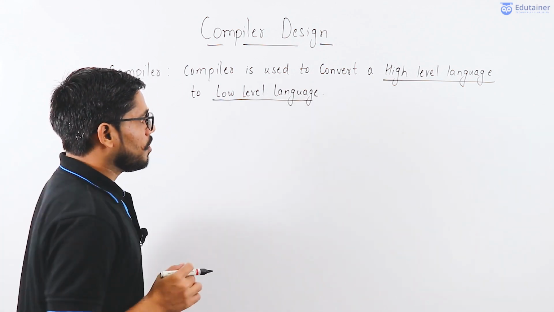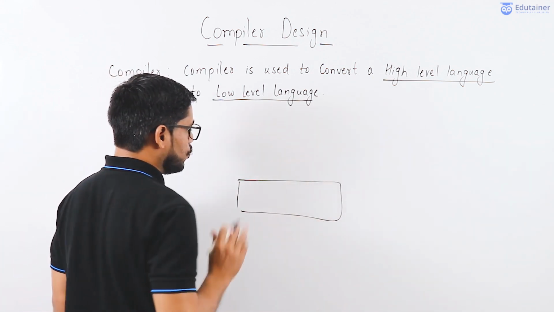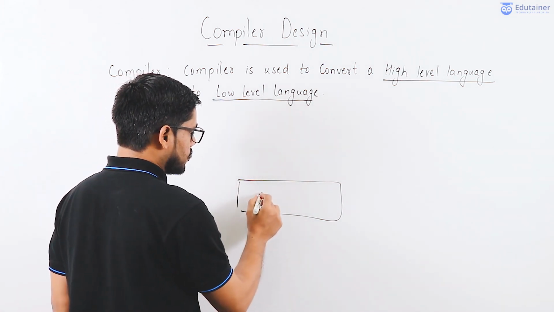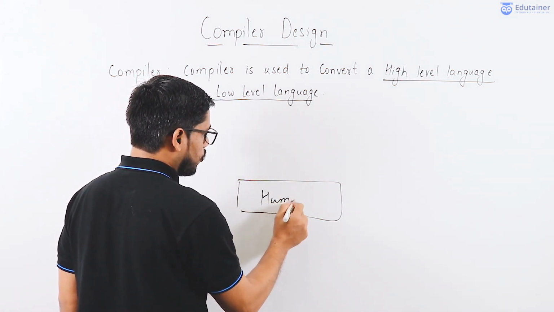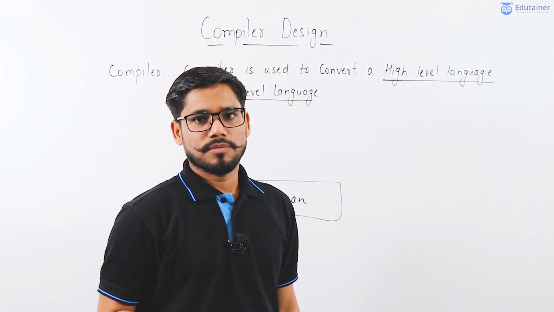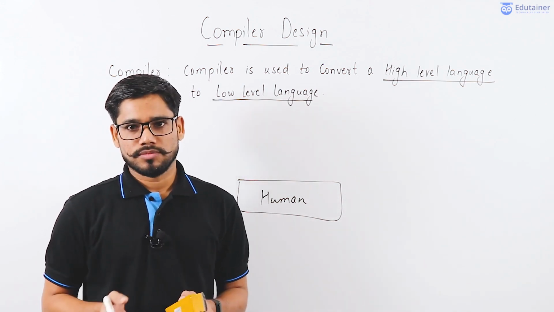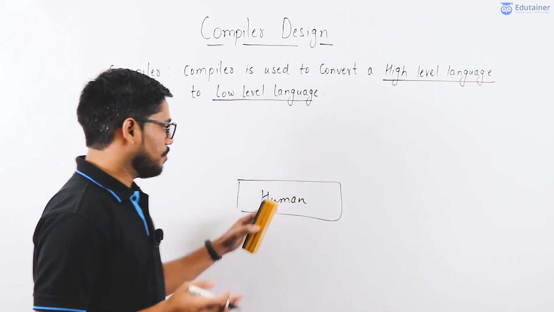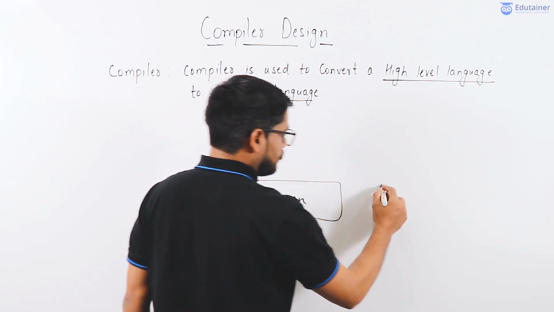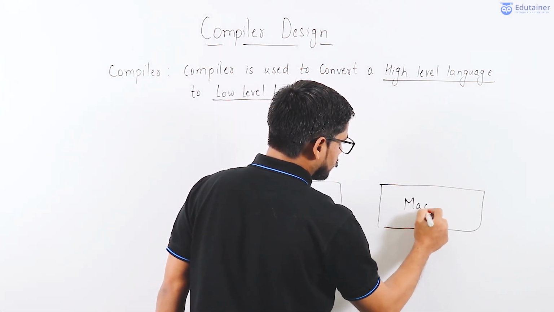Here the problem is, first there are two things you have to consider. First is the human being, which is a programmer. A programmer needs to write a program because the programmer wants to perform some task through a computer. That's why he is writing a program. And the computer is nothing but a machine.